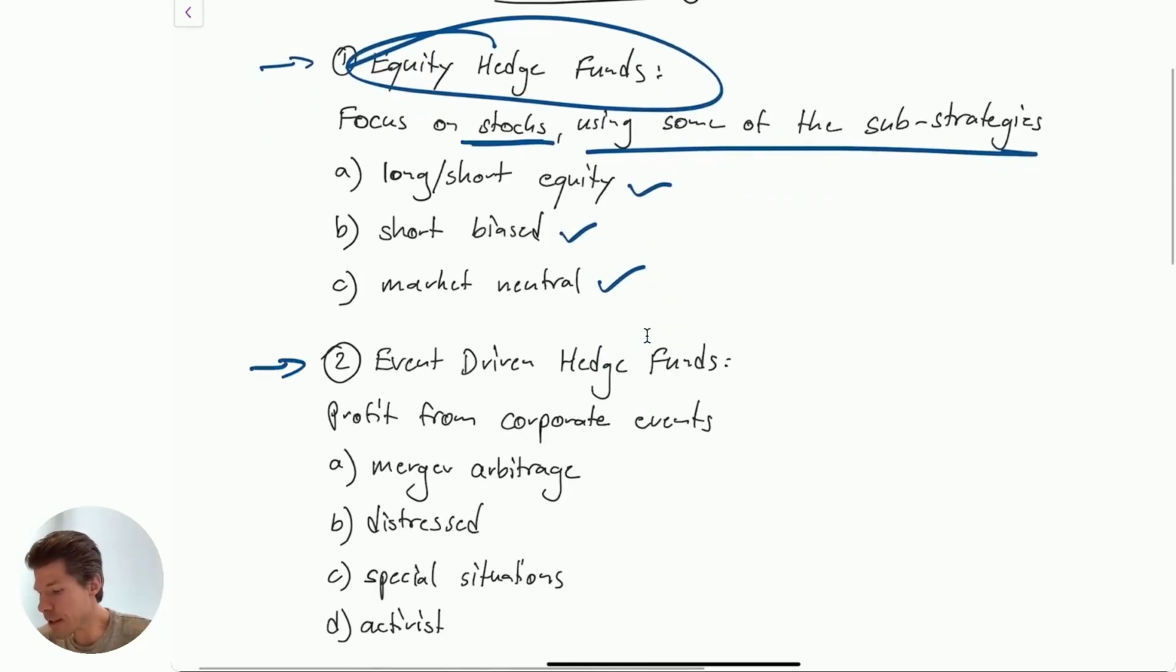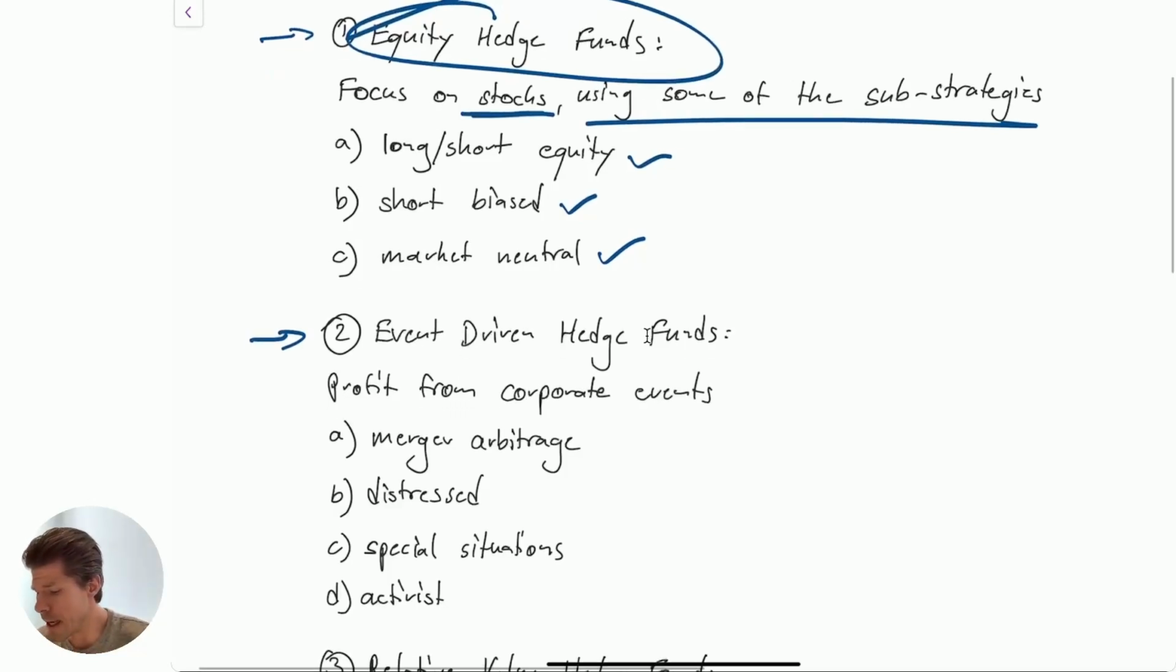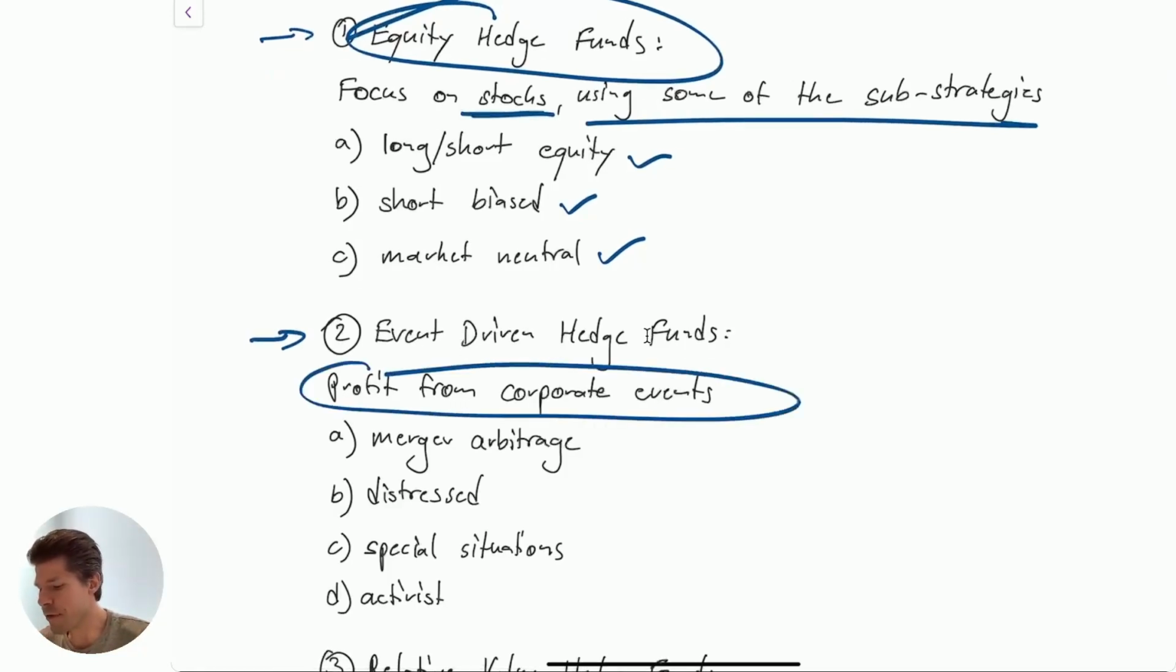Then there are hedge funds out there that use more event-driven approaches and strategies. And here the idea is to make profit from corporate events. Corporate events could be M&A, bankruptcy proceedings, special situations like spin-offs. So the idea here is you look out for what is happening in the market. Is there an event happening soon? For example, mergers and acquisitions. And then when we talk about merger arbitrage, it's basically profiting from stock price movements in mergers and acquisitions.